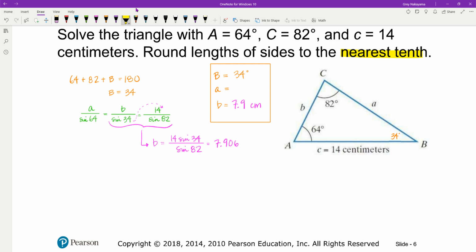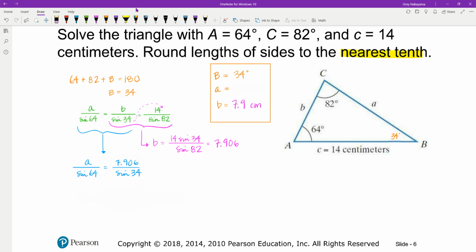So now that I know that, I'm going to go back to my extended proportion, and this time I'm going to use this part of it. I already knew A, the sine of 64, and the sine of 34, but for B, I need to put 7.906. Okay, so you will miss it. You can put 7.91, but if you put 7.9, then you're going to mess up your rounding, and your answer is going to get counted wrong in MyLab Math. So you don't ever round to the tenth until the very end, and you put your answer in.